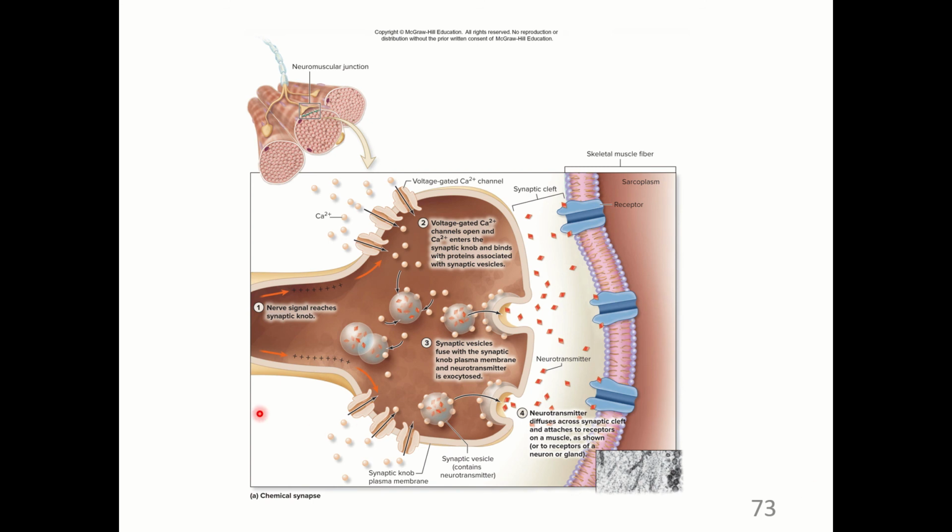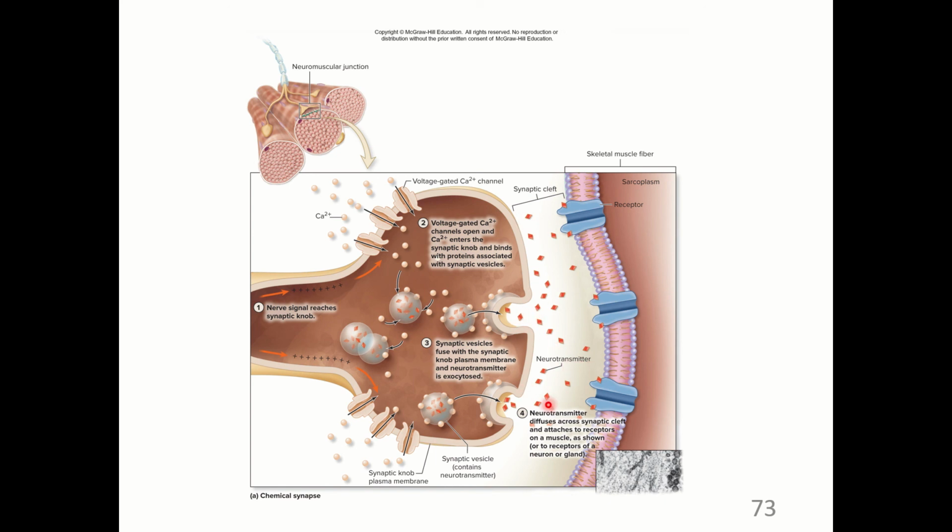This illustration shows the events of the neuromuscular junction as learned about in the last chapter. In step 1, the nerve signal or action potential reaches the synaptic knob, where it opens voltage-gated calcium channels. Calcium will then enter the synaptic knob and bind with proteins associated with the synaptic vesicles. The synaptic vesicles are filled with neurotransmitters. They will fuse with the synaptic knob plasma membrane, and the neurotransmitter will be released through exocytosis.